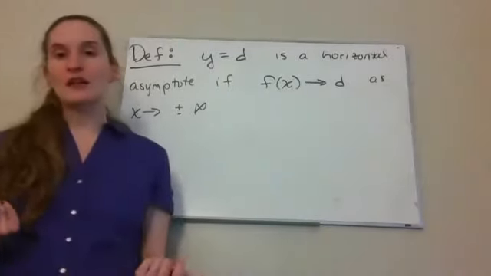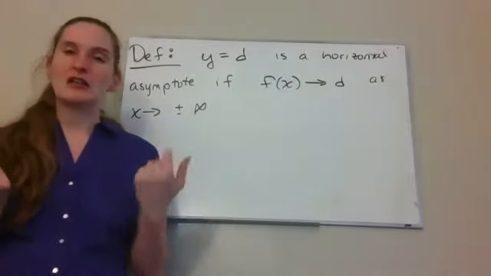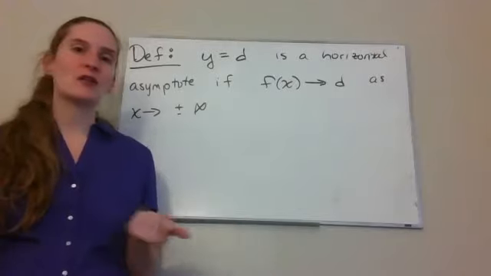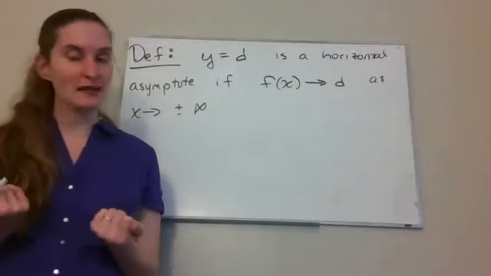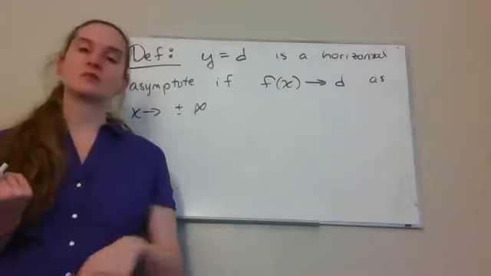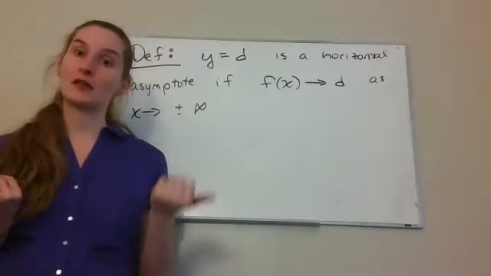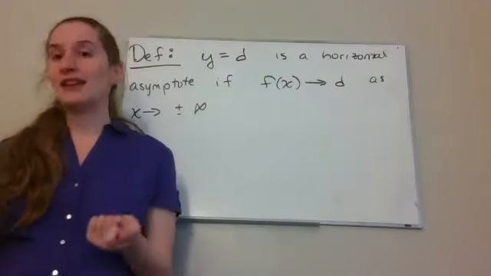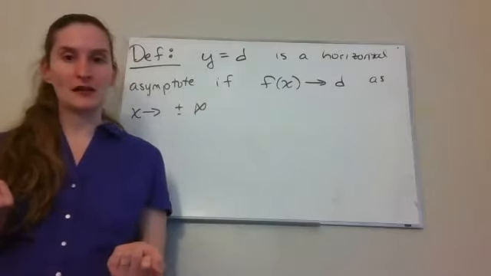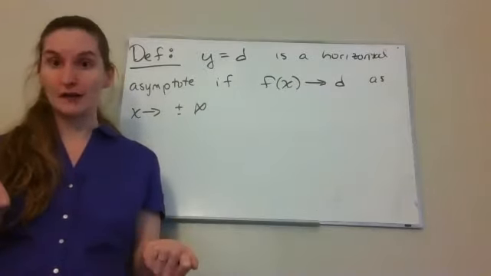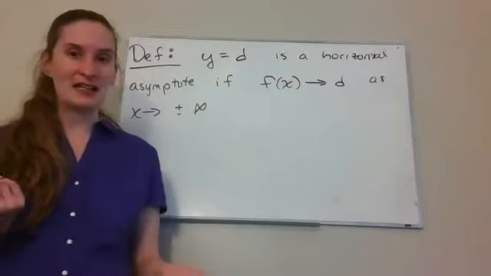Now, horizontal asymptotes are kind of special. You know, vertical asymptotes, you're always told your graph cannot touch these asymptotes. And that's true. Horizontal asymptotes, it's a different story. Your graph is allowed to touch the horizontal asymptote. It's allowed to cross it. It's allowed to touch it many, many times.